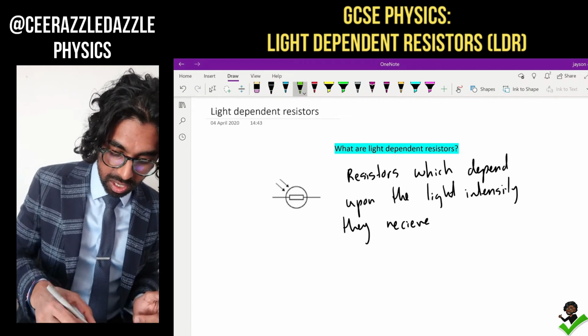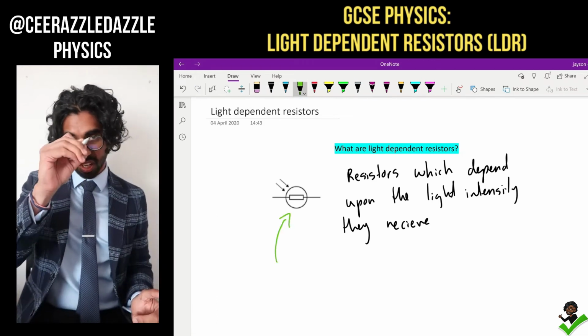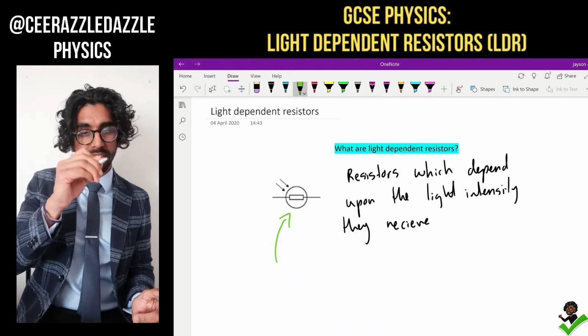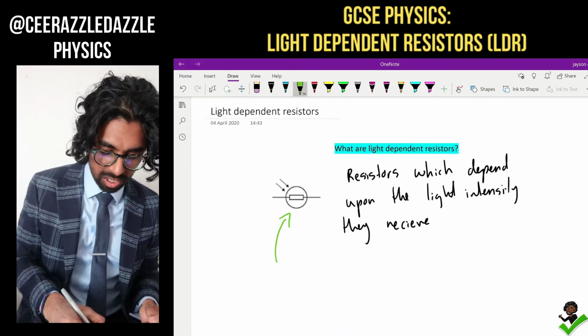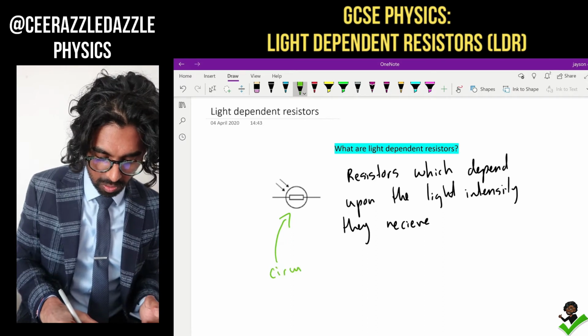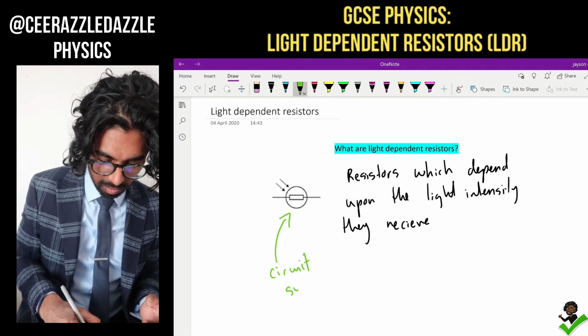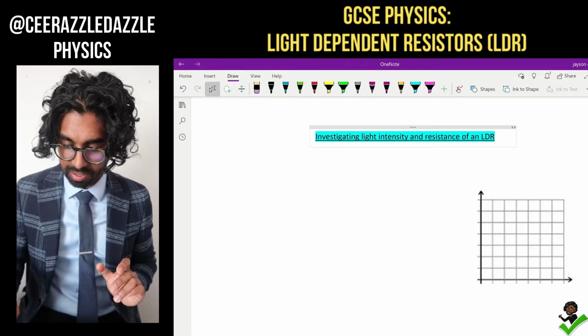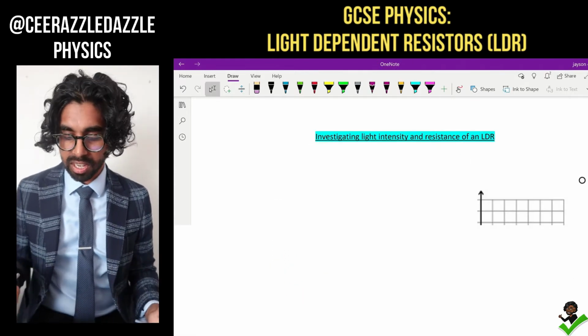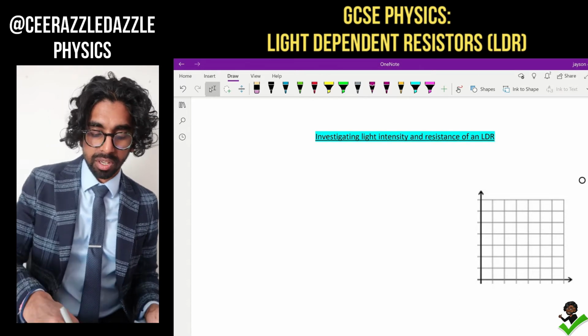Here is our circuit diagram. Notice it's still a resistor, which is the rectangle, but we've got two arrows to show you light is going into it. So this is the circuit symbol. That's a light dependent resistor. Right, so investigating light intensity and the resistance of an LDR.